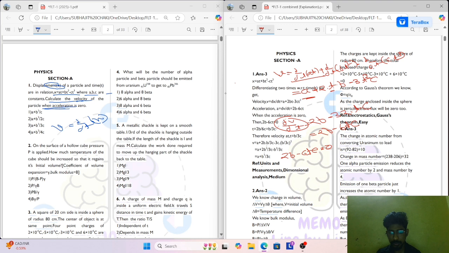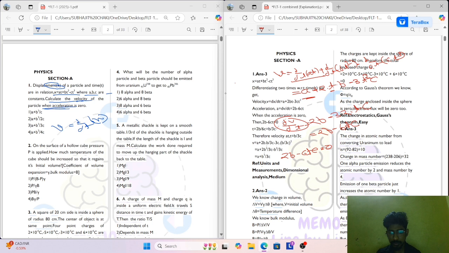So it will be equal to a plus 2tb; in place of t put b by 3c. Then 3 into c, t square means b square by 9c square. The 3s cancel out, c cancels out. So it will be equal to a plus 2b square by 3c minus b square by 3c. So 2b square by 3c minus b square by 3c leaves b square by 3c, that means a plus b square by 3c. Therefore option number 3 will be the correct option here, right?